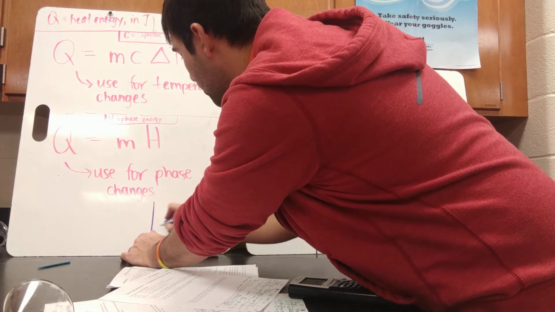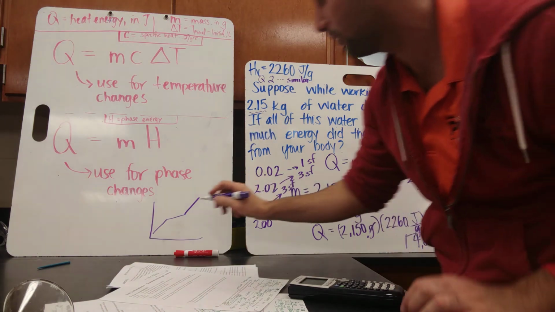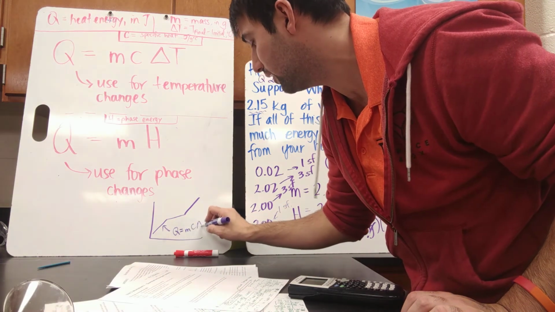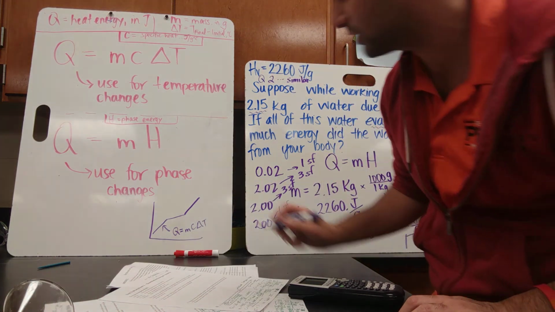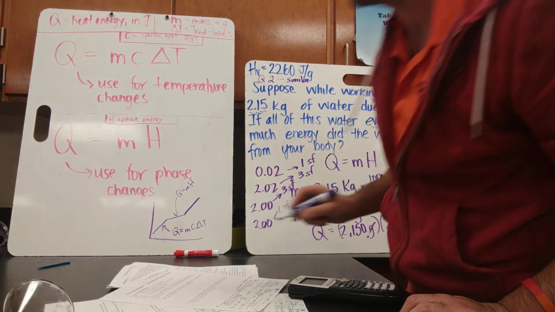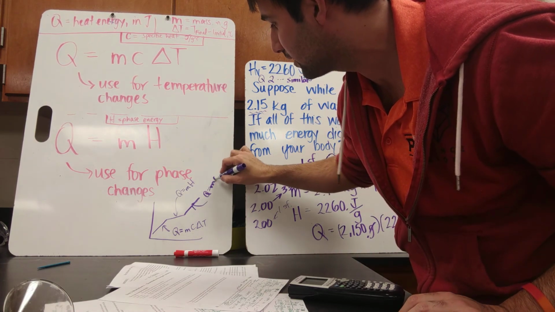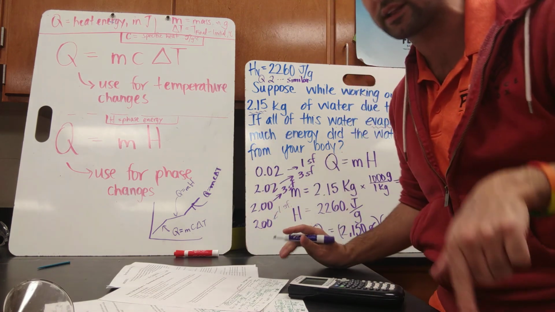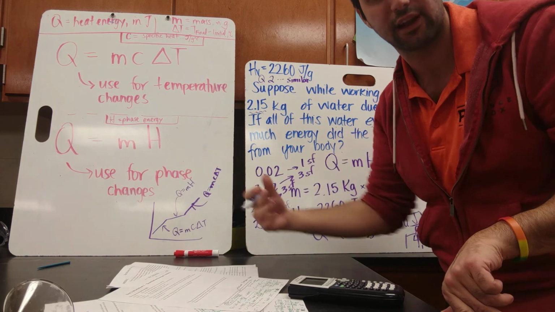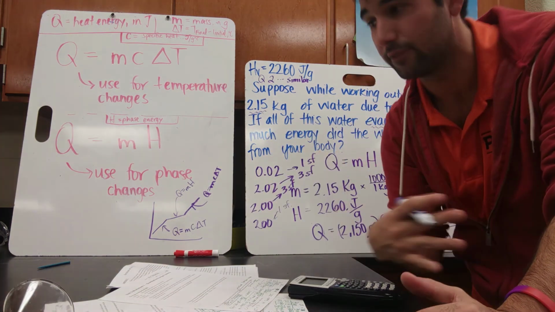So I'm going to end this video on this note. If I have a heating curve here, when I'm heating this up, I'm using Q equals MC delta T. When I have a phase change, which is that flat line, I'm using Q equals MH. And then when I heat it up again, I'm using Q equals MC delta T. We're going to mention this in our next class, but I could add all of these segments up to get the total energy that was added to something. So keep that in mind.